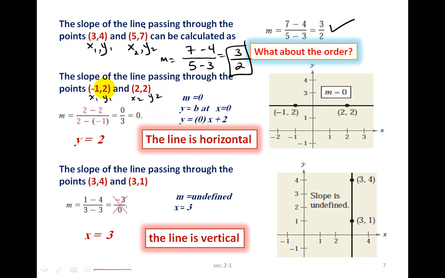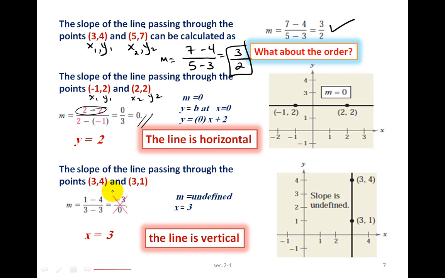So y2 minus y1 will give you 2 minus 2, and x1 minus x2, 2 minus minus 1, it will be plus 1. So 0 over 3 will give you 0. So the slope here is just 0.